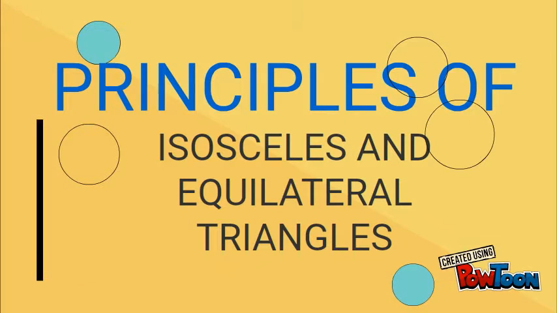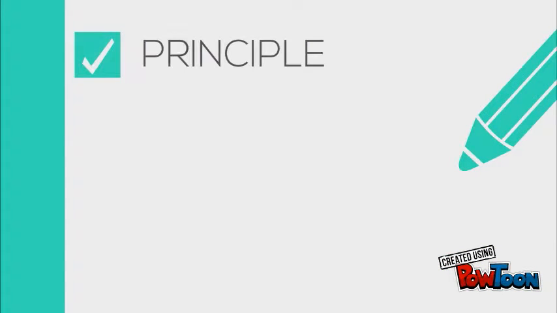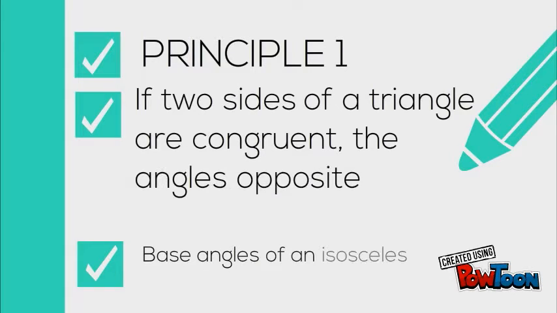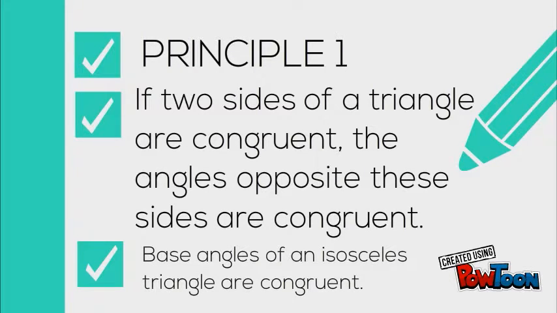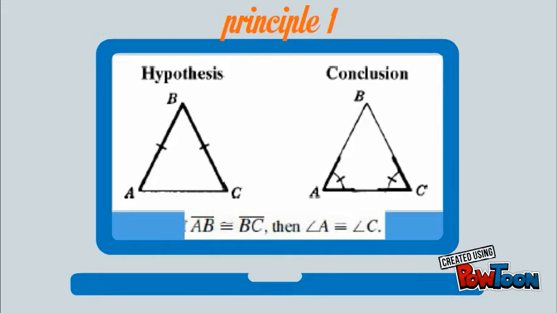The principles of isosceles and equilateral triangles. Principle 1. If two sides of a triangle are congruent, the angles opposite these sides are congruent. Base angles of an isosceles triangle are congruent. This is the example for principle 1. Line AB and line BC are congruent, so angle A and angle C are congruent.